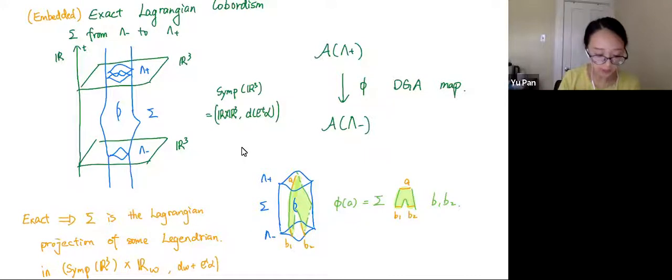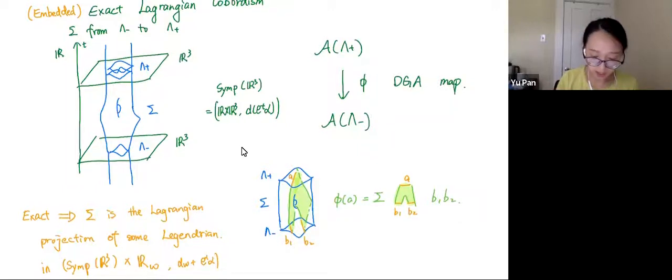So given such an exact Lagrangian cobordism, we will get a DGA map from the DGA of the top to the DGA of the bottom. By DGA map here, we just mean it's a chain map that preserves the algebra structure. All right, and this DGA map is again defined by counting holomorphic disks in the symplectization space with the boundary on the cobordism. This is again similar to the way we define the differential.